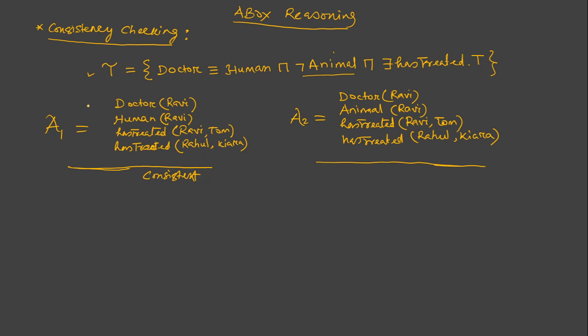But for A1, we can have at least one interpretation which is a model of T, for which T will be satisfied as well as A1 will be satisfied. So A1 is consistent, but A2 is not consistent. This is a demonstration of what we mean by consistency checking.